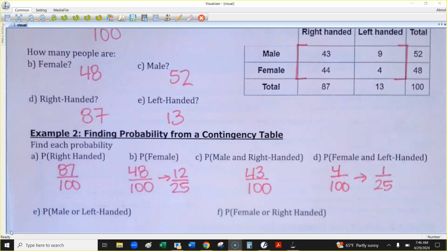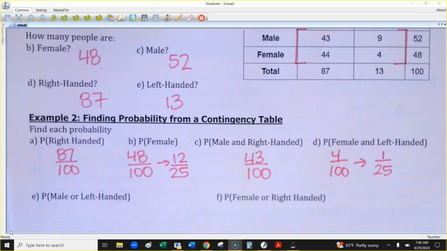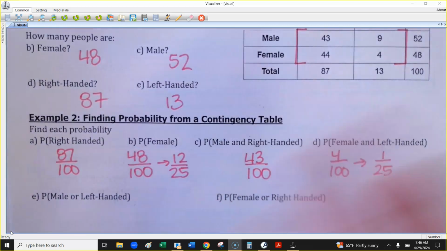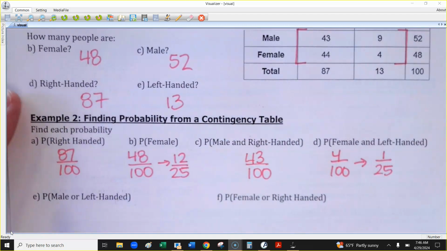Okay, now the or statement. This one is a little tricky, especially if you have a table, because unless you have a blank spot in the table, there will be an overlap if you have an or statement. So there's a couple ways you could do this, but with an or statement it's not something you can just grab a number from the table and be done. And statements you can. So male or left-handed.